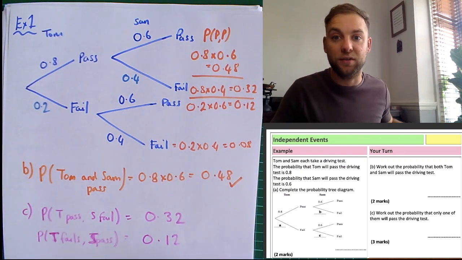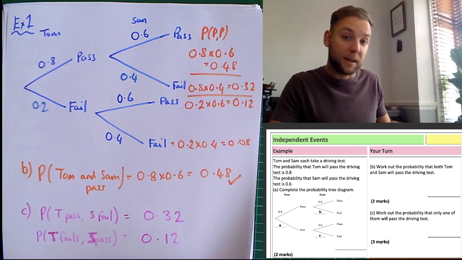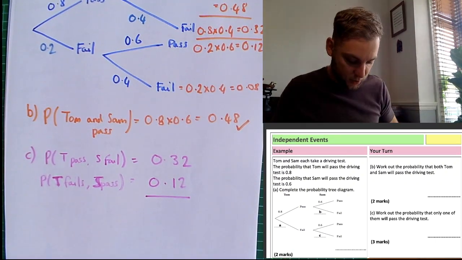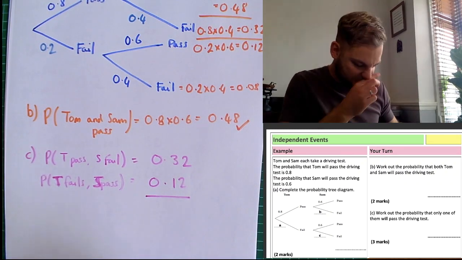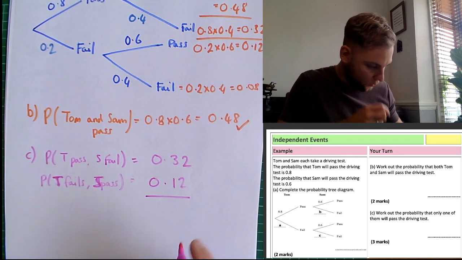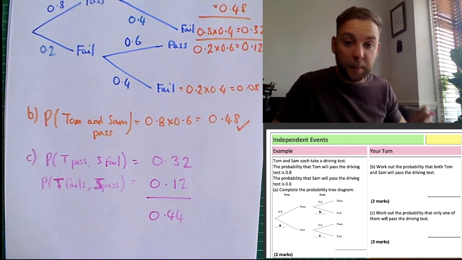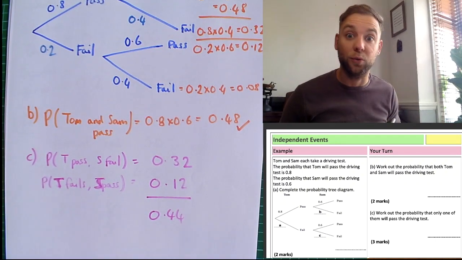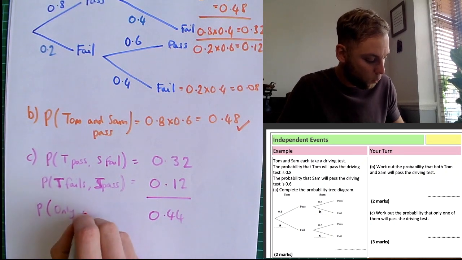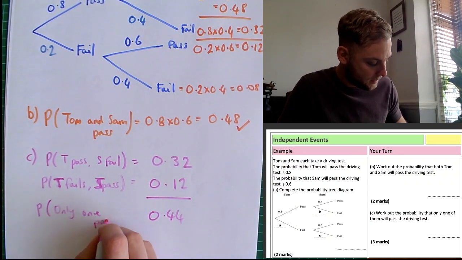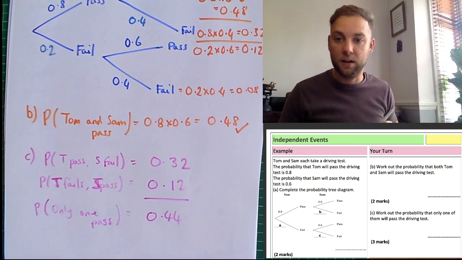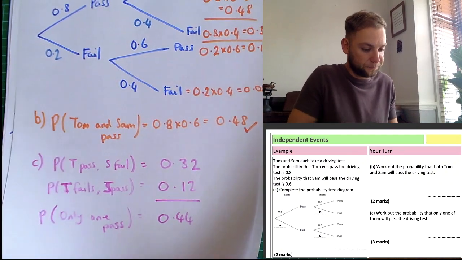Now these are mutually exclusive events, so we can add these together because they both can't happen at the same time. So this is equal to part C, 0.32 plus 0.12, which is equal to 0.44. So the probability that only one of them passes is equal to 0.44. You can even put, if you want, probability only one pass is equal to 0.44. Super.